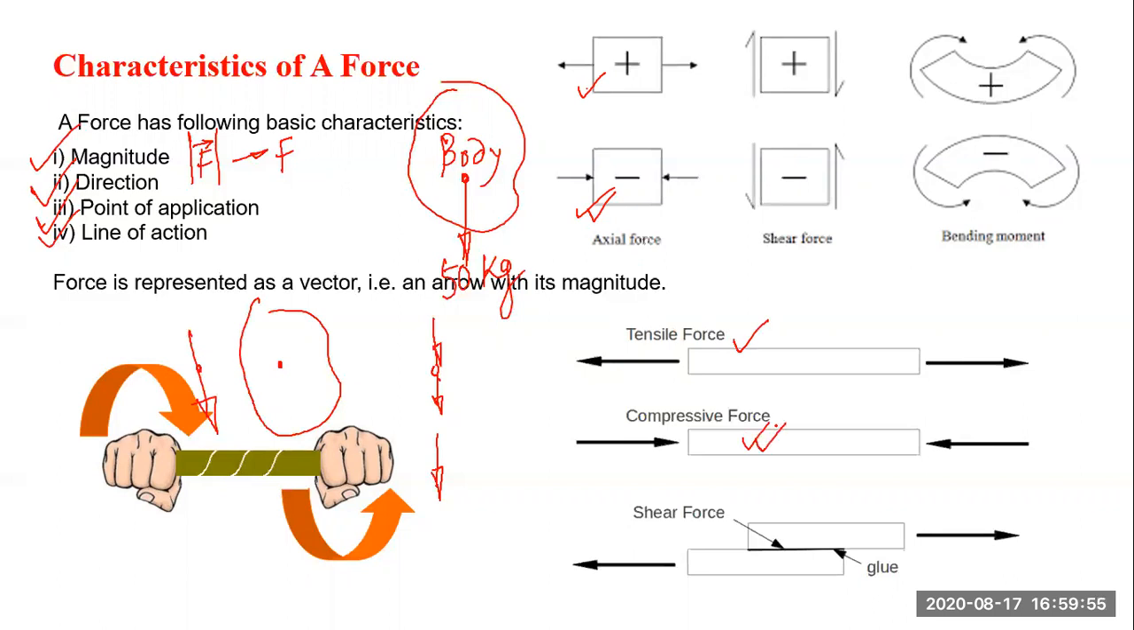The tendency of the tensile force is to elongate the body in dimension. The tendency of the compressive force is to compress the body and reduce the dimension, that is, lengthwise. Both these forces are axially applied forces.